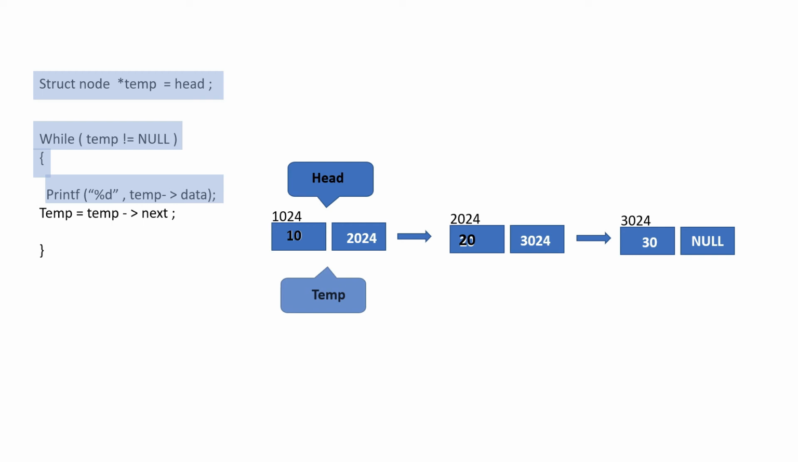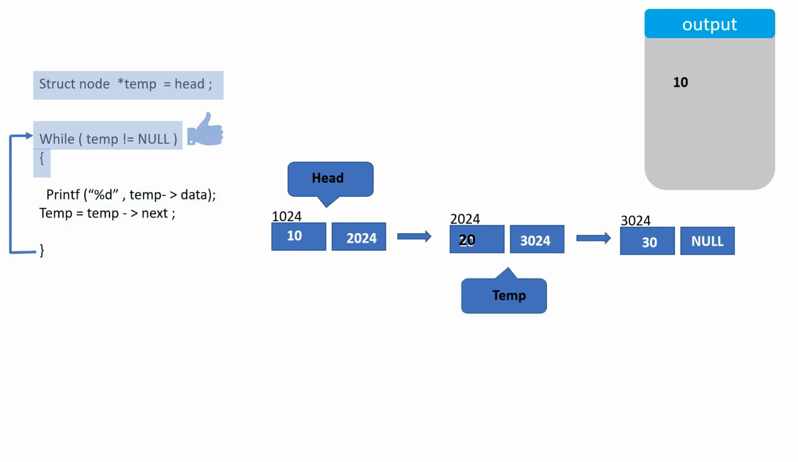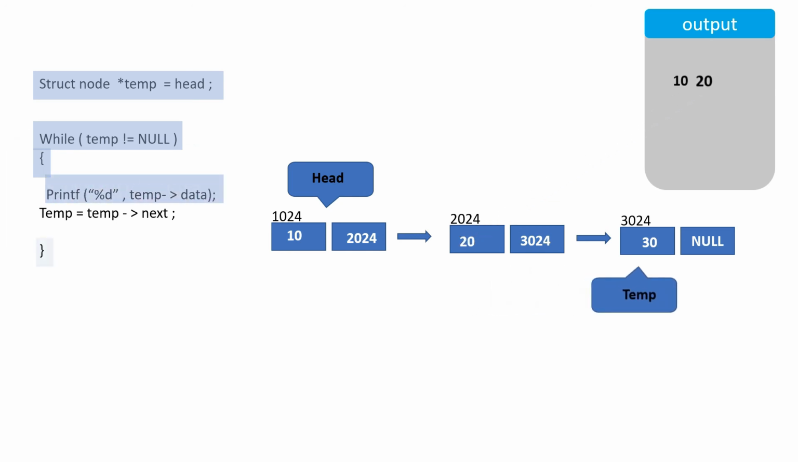Now we can have a while loop. While temp is not equal to null. So this loop will continue till temp becomes null. So print the data which is present in the temp node, which is the head node. So it prints 10, and move temp to the next node. So now temp points to 2024. Now check the condition, it holds. So print the data at address 2024, which is 20.